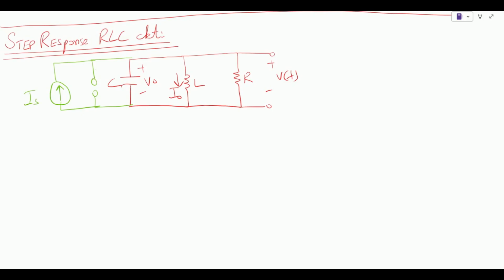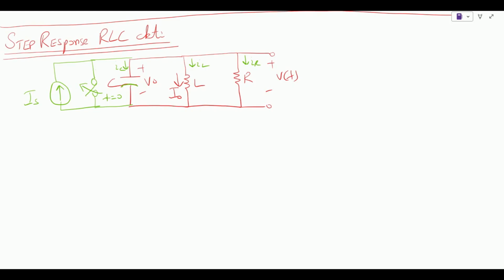The configuration is now a step response where the switch will operate at time equals 0. When time equals 0, the current source will directly be applied to all the circuit elements, which are the capacitor, the inductor, the storage elements, and the resistor, and then the current will flow as IC, IL, and IR when the source is applied. When this kind of configuration is given to us, we immediately say that this is the step response of a parallel RLC network.